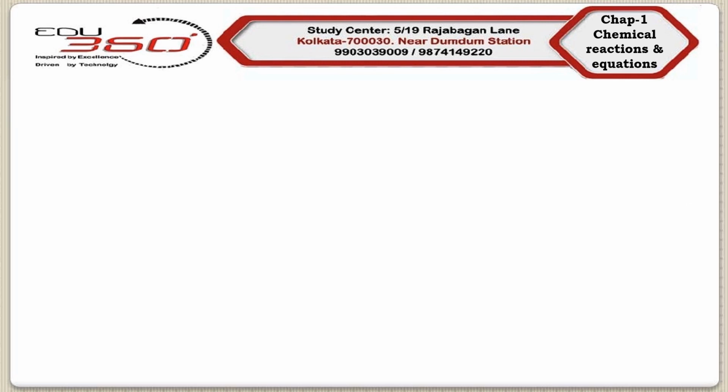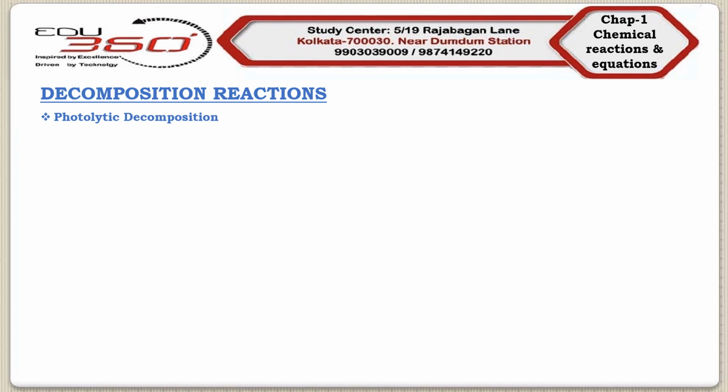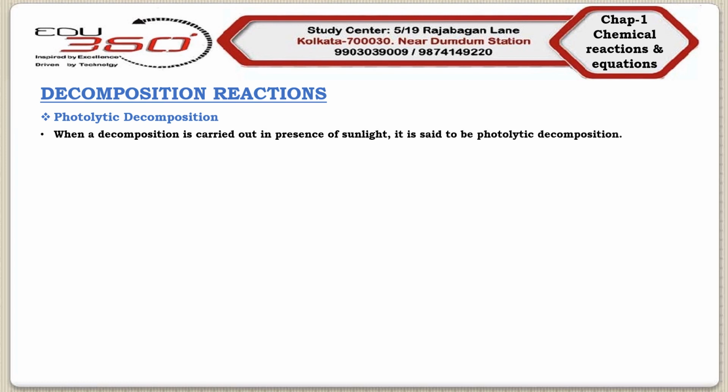Now we will consider the third type of decomposition reaction, which is photolytic decomposition reaction. This type of decomposition reaction will be carried out in the presence of sunlight. So we can say that when a decomposition reaction is carried out in presence of sunlight, it is termed as the photolytic decomposition reaction.